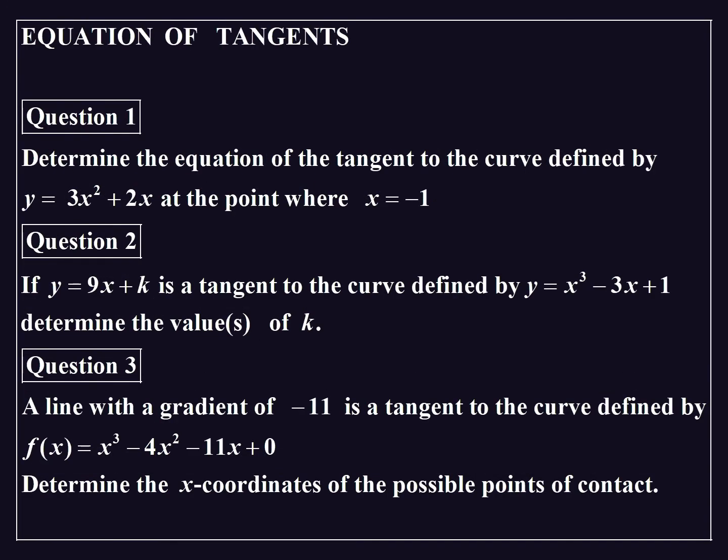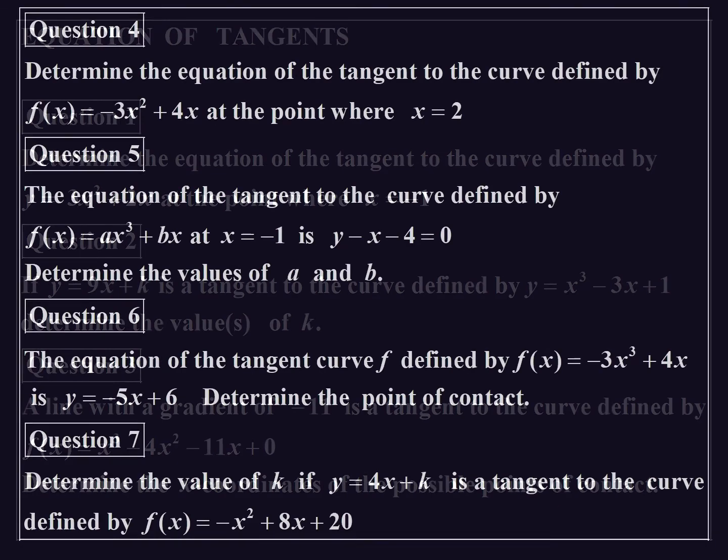Then we have some questions on tangents. This is a direct. They give us the curve and they give us the point. Here they give us the equation, but they want to know what is that k value there. Remember the 5 components? A line with a gradient of negative 11. What do they tell you here? m is negative 11. Here they want the x coordinate of the possible. See, there are 2 possible answers here.